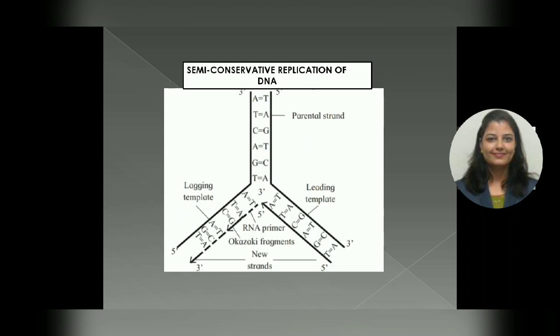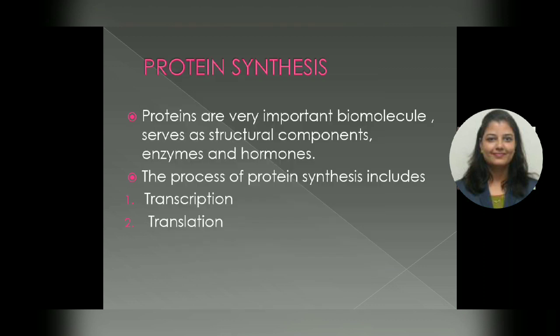So this is the whole structure of semi-conservative replication of DNA, where you can see one strand is the mother strand and another is a newly synthesized strand, and one DNA is forming two daughter DNA molecules. That is known as semi-conservative replication of the DNA.